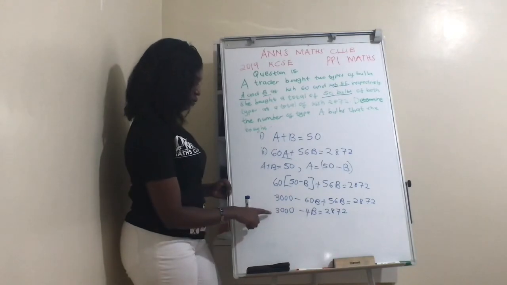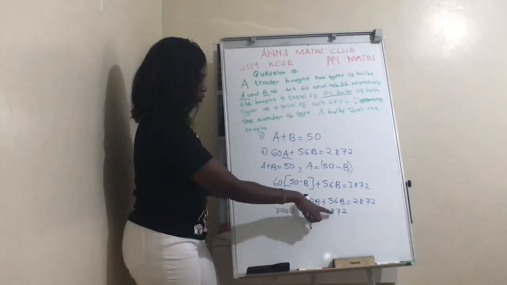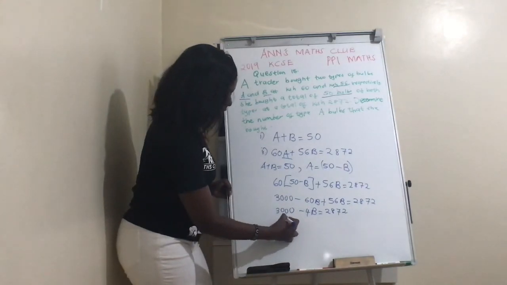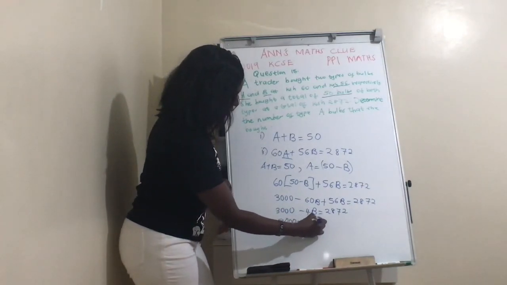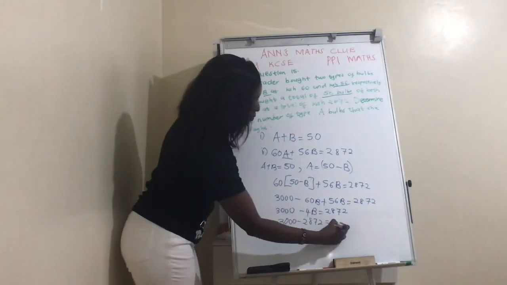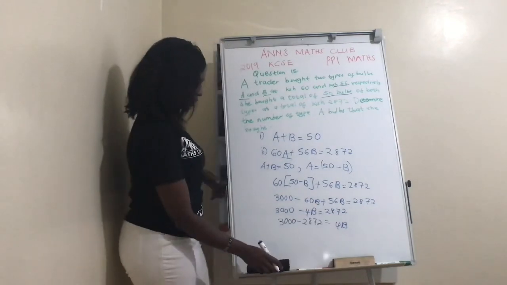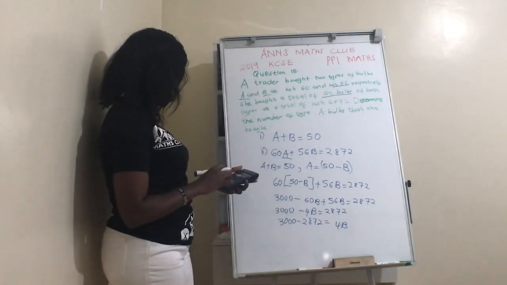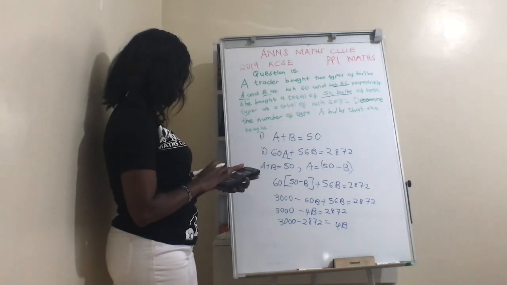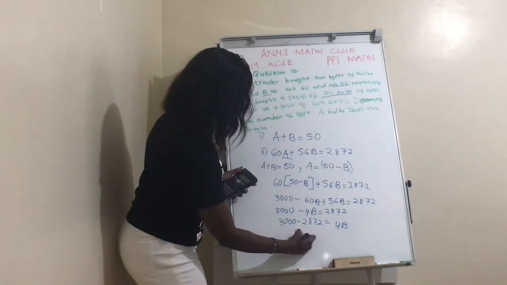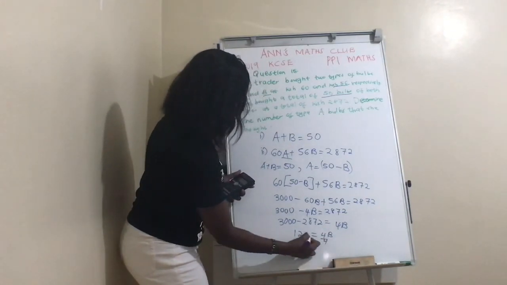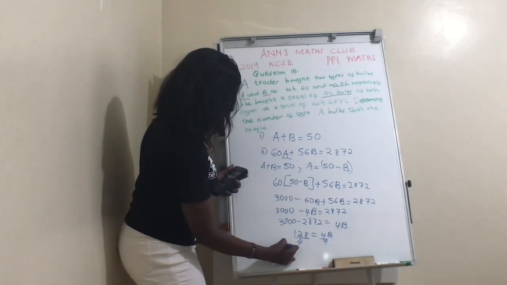So we can decide to bring this 2872 to this side so that the whole numbers are together. This is 3,000 minus 2872 is equal to minus 4B. The minus 4B to the other side becomes positive 4B. So 3,000 minus 2872 gives you 128 is equal to 4B. Divide both sides by 4, and your B is equal to 32.